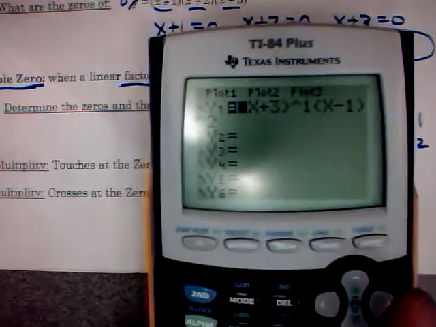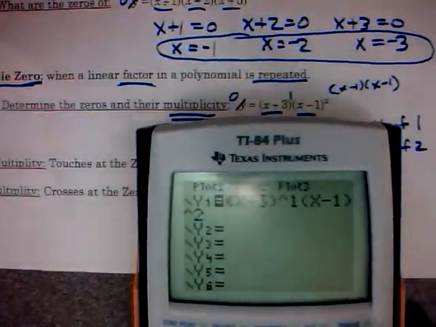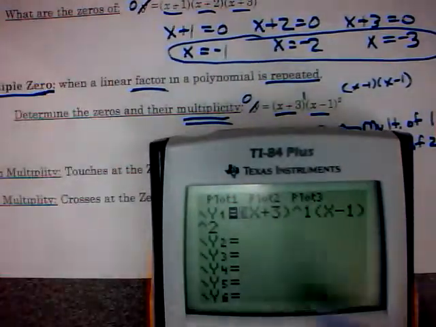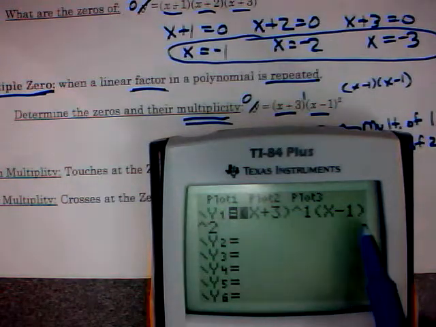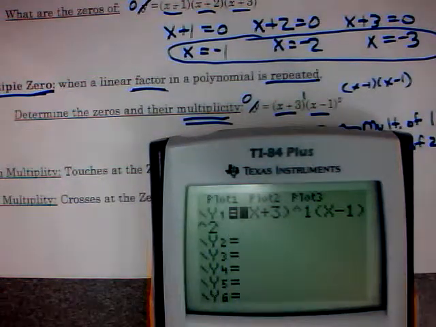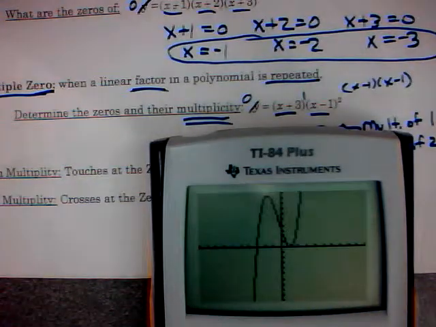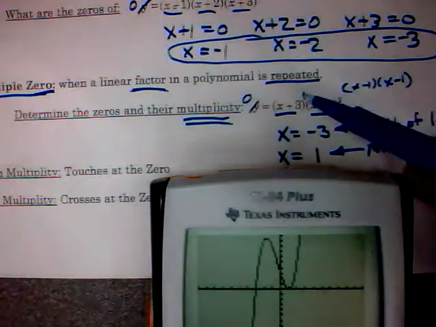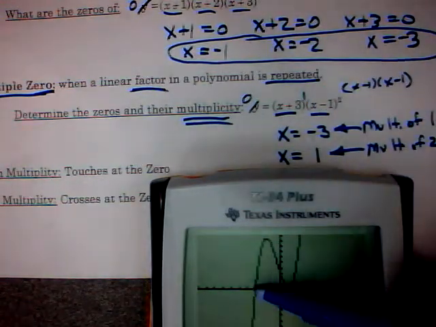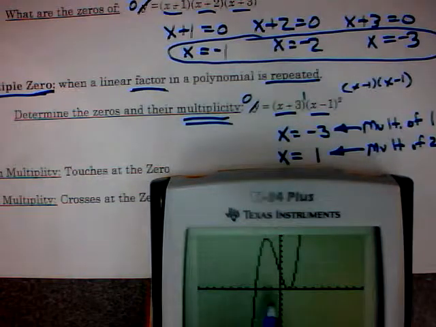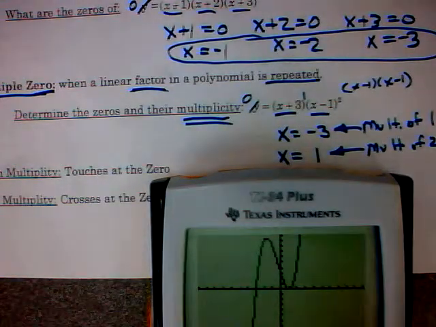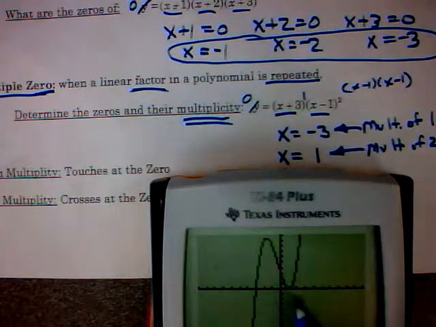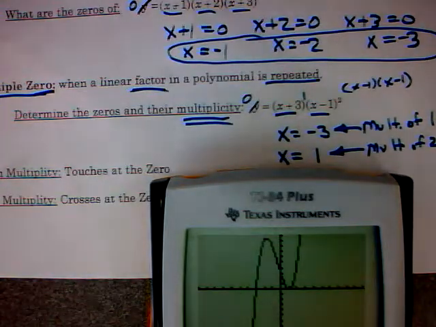Okay, well let's look at the graph here. So looking at this graph, I've got that equation in here. I've got x plus 3 to the power of 1 and x minus 1 to the power of 2. So if we look at the graph, here's what the graph looks like. Now we knew we had an x-intercept here at negative 3. So there's 1, 2, 3, negative 3 right there. So we've got that as our x-intercept. And then we know the other x-intercept was at positive 1. And you can see the positive 1 in the graph right there.